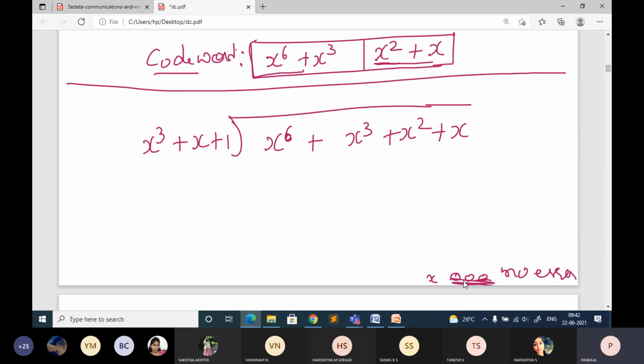If you are getting 0, it means there is no error. If they ask you to check for an error by considering a corrupted bit, you just change any one of these bits. Instead of x square, you just make it x, or remove this x. Do some changes here. Due to that, you will not get a 0 remainder after division. In that case, you can tell there is an error in the received data.